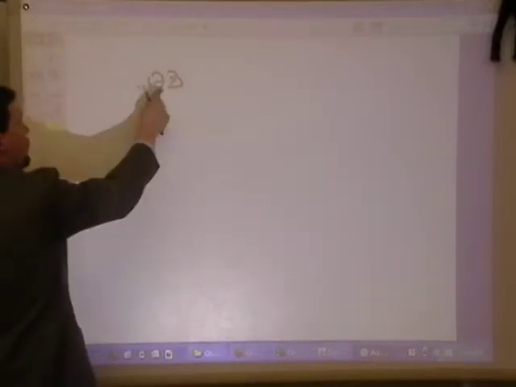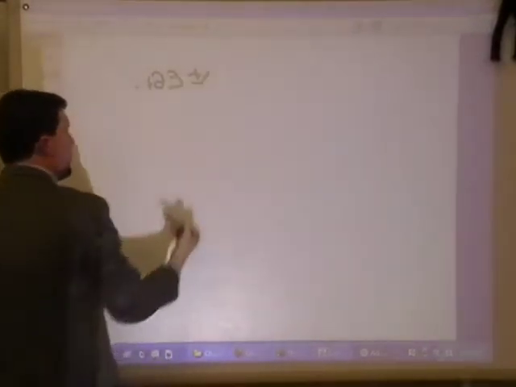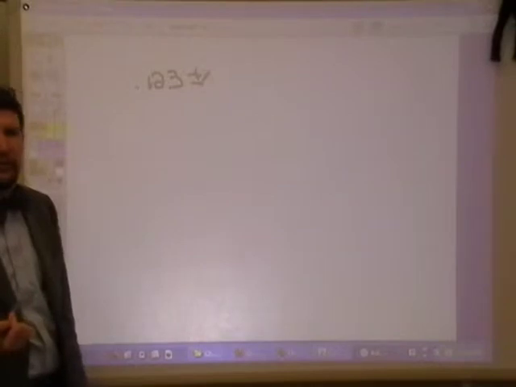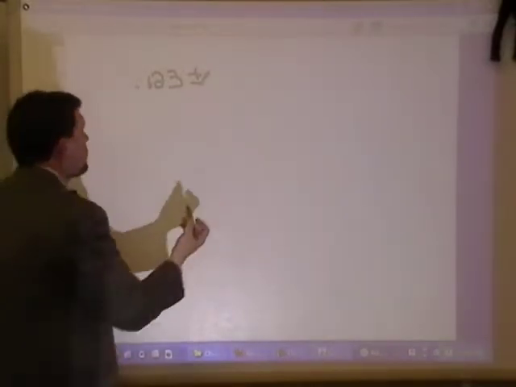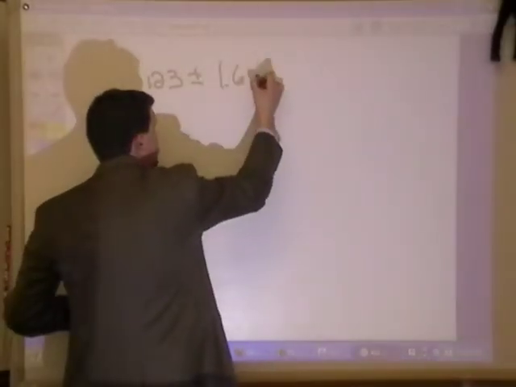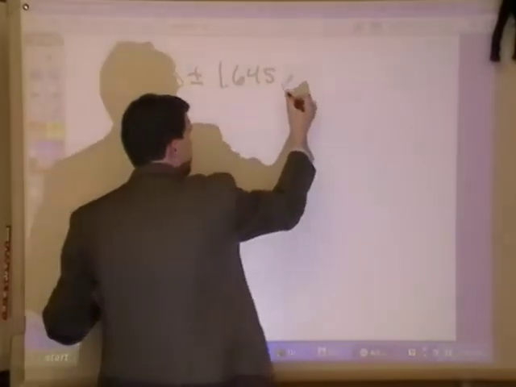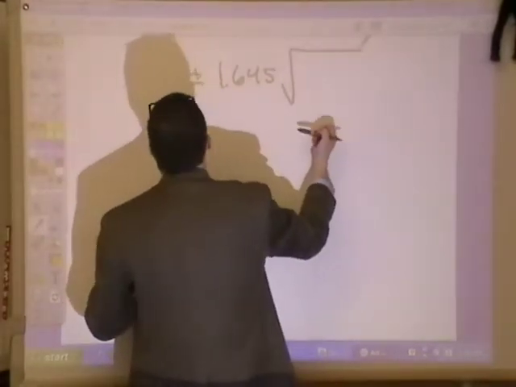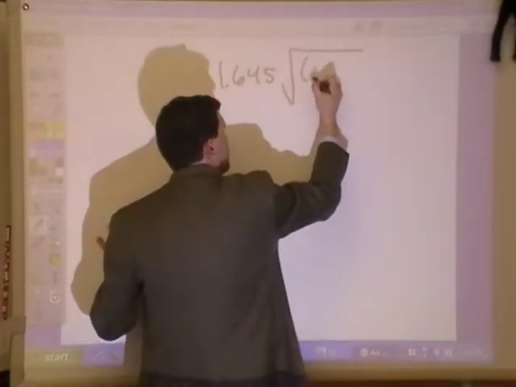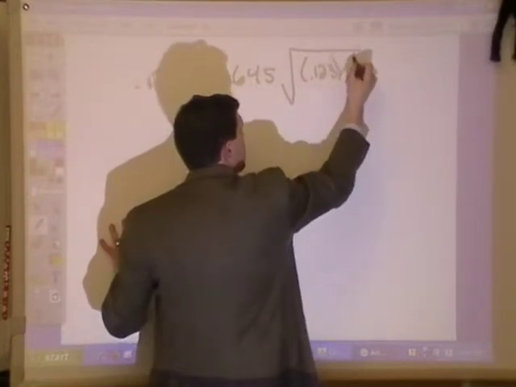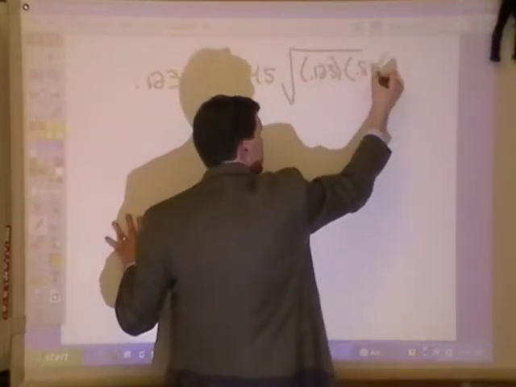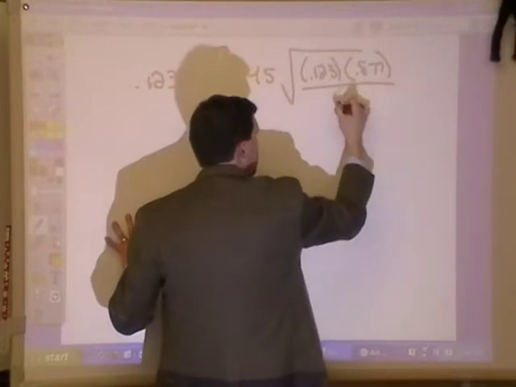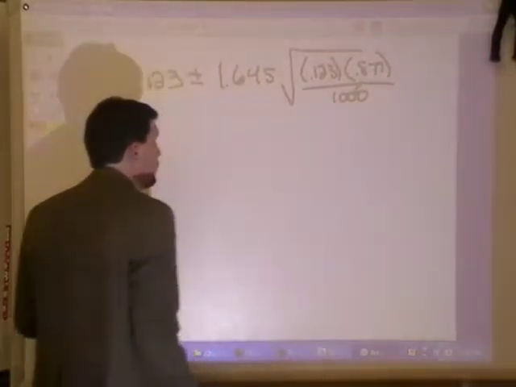Okay, there we go. 0.123, plus or minus. It says a 90% confidence interval. What's the Z star value for a 90% confidence interval? 1.645 times the square root. Okay, P hat again, inside here is 0.123 times 1 minus P hat, 0.877 over N, which is 1,000.